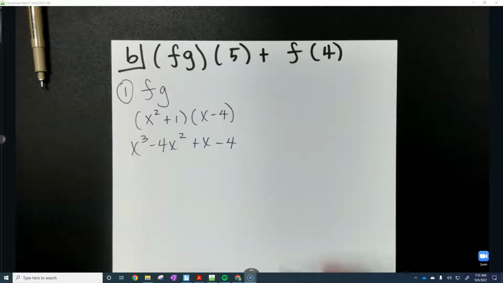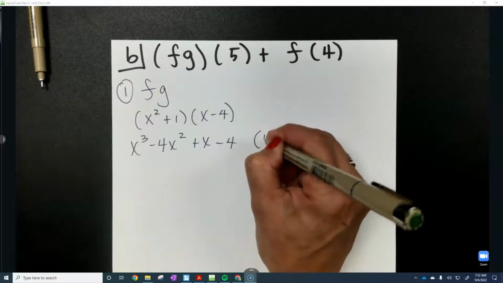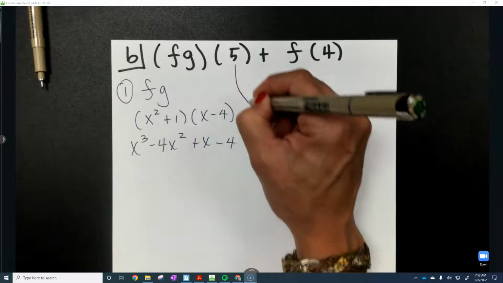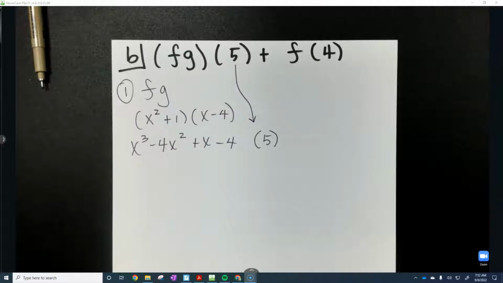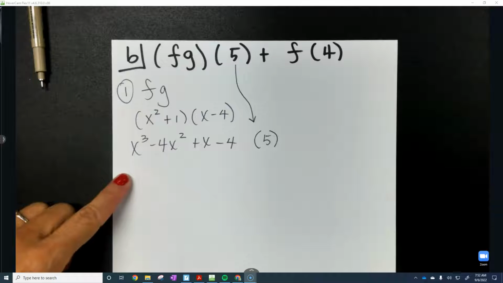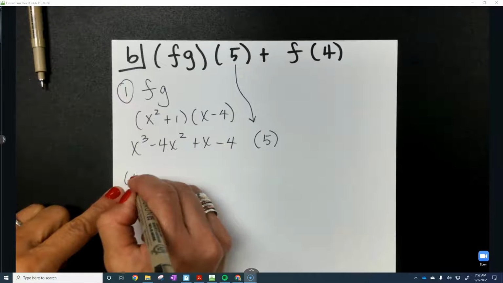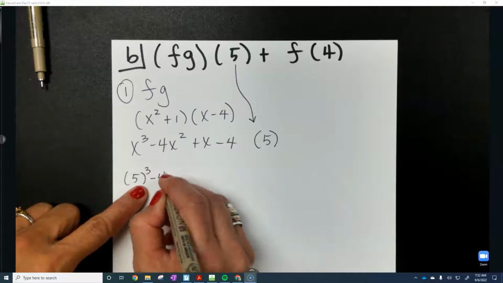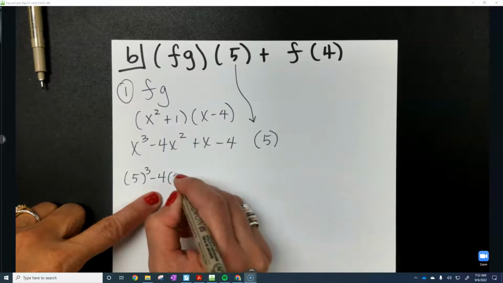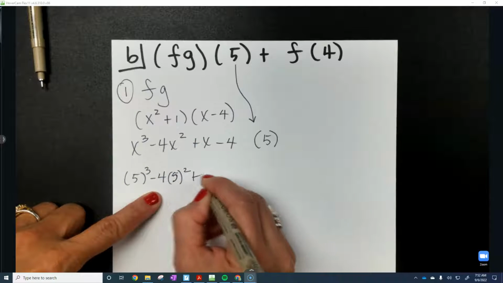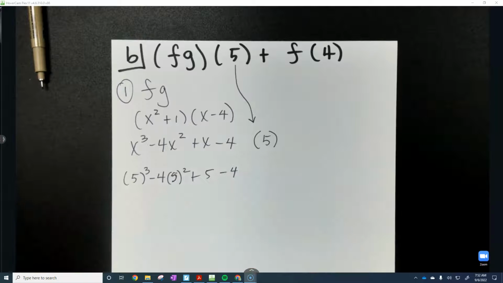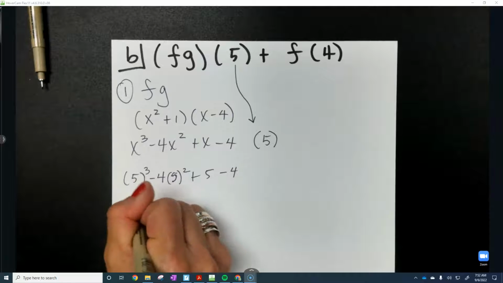All right, so remember, we are going to substitute a 5 in. This is our first part. And also remember, everywhere you see the letter x, you are going to drop in a 5. 5 is going to be cubed. So remember, 5 times 5 times 5. 5 times 5 is 25. 25 times 5 is 125.